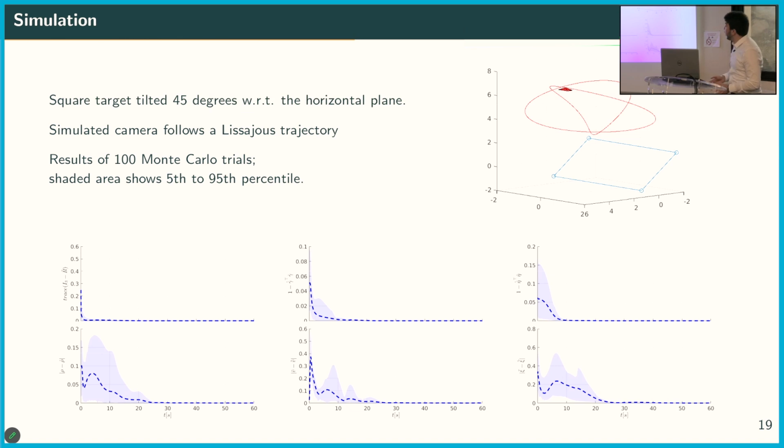So we run the same simulation, but this time we have an inclined horizontal plane. So we have a gravity vector that is not necessarily known. We have a normal vector as well. And we also display the estimation errors. We can see that everything is actually converging to 0.